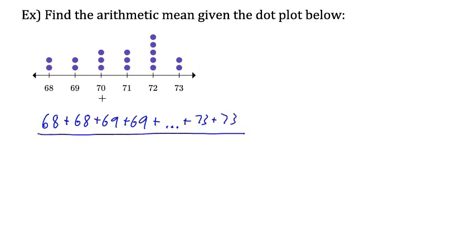All right, so we add all the values and then divide by how many there are. In this case, there are 17 dots, or 17 data points. All right, when we add all those up, we get 1,203. And when we divide by 17, we get 70.8. So our mean is 70.8, or we could say that equals x bar.